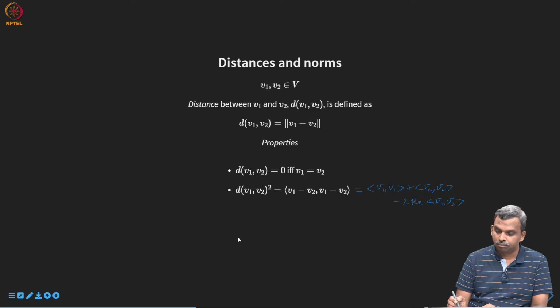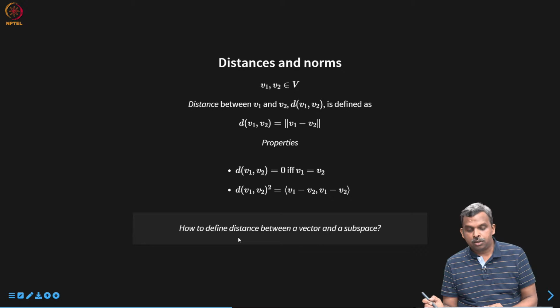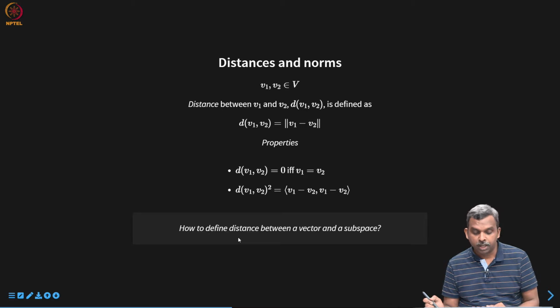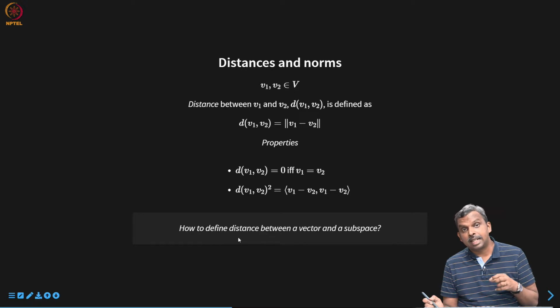So okay, this is very nice. Norm itself directly gives you a very easy way to define distance between two vectors. One vector, another vector, what is the distance? The norm of their difference is very easy to define. Now, what about a vector and a subspace?